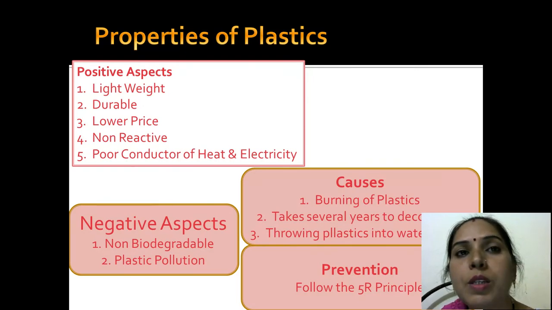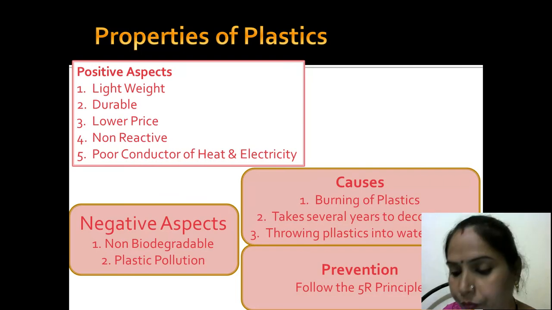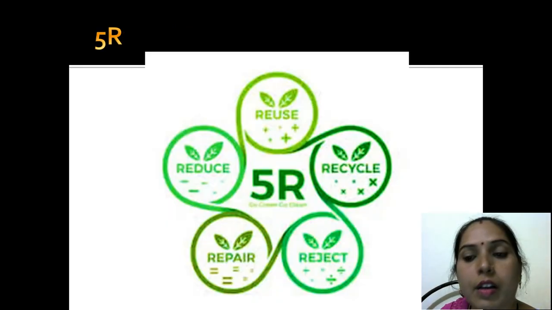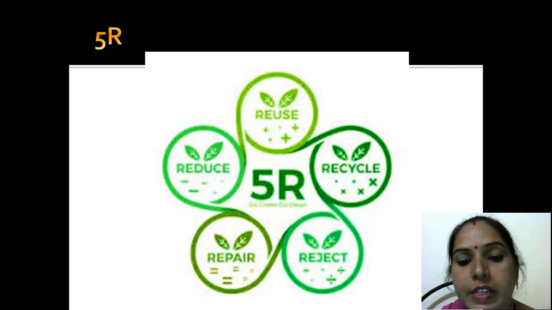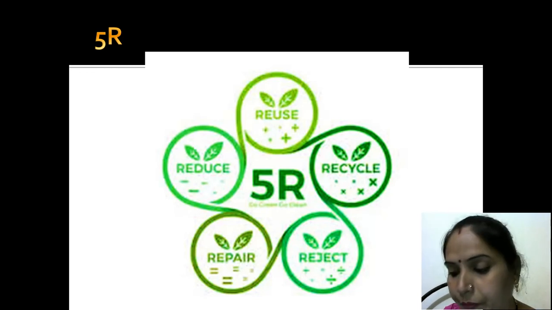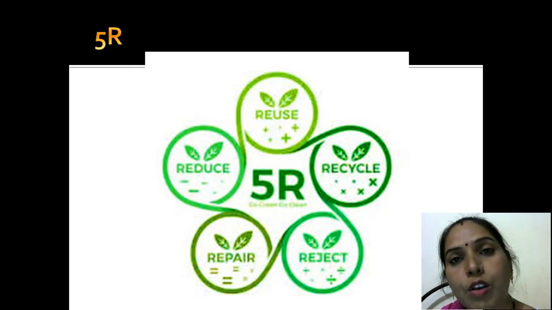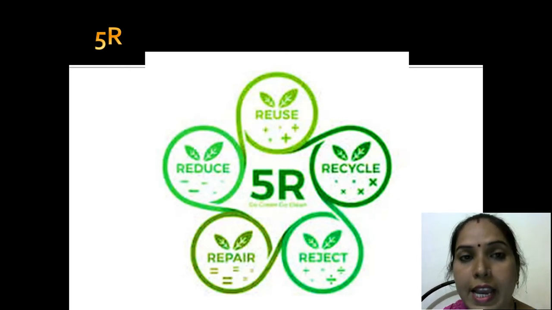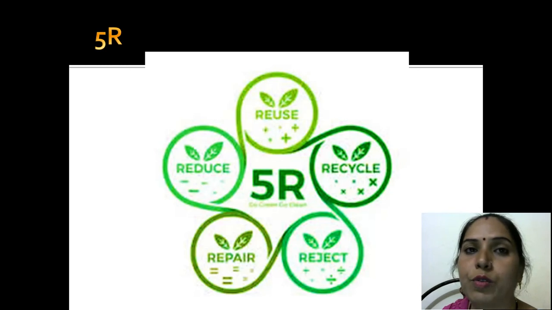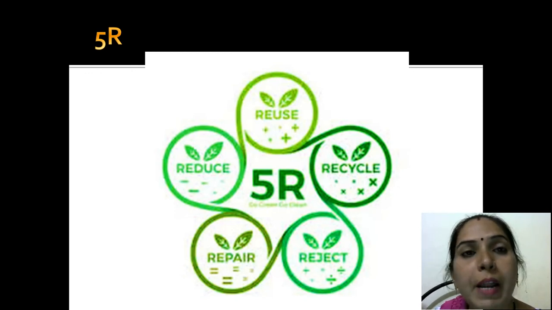What are the 5R principles? That is reduce, reuse, recycle, recover and refuse. First of all, reduce the use of plastics. Reuse, recycle, recover, and refuse, that is, say no to plastics. These are the 5R you can follow. Make sure that plastic pollution doesn't happen.